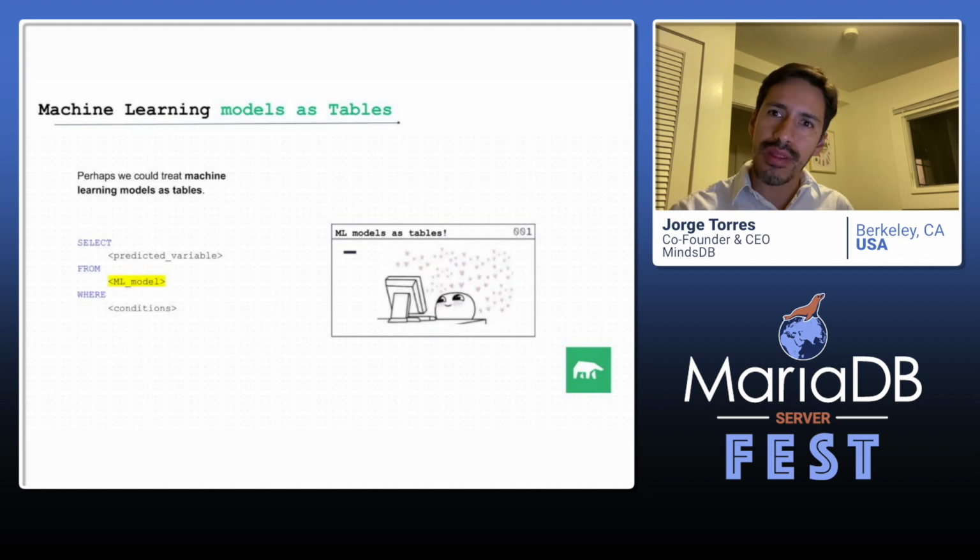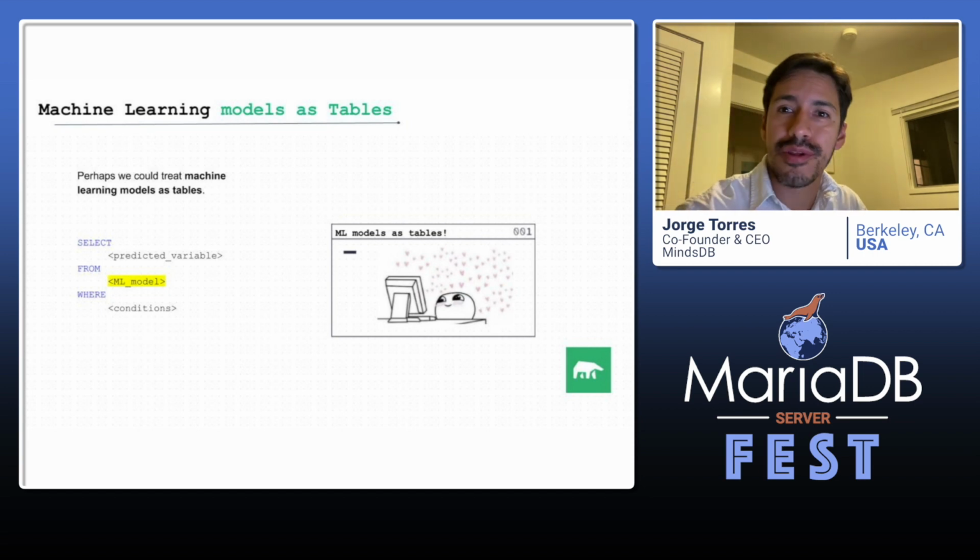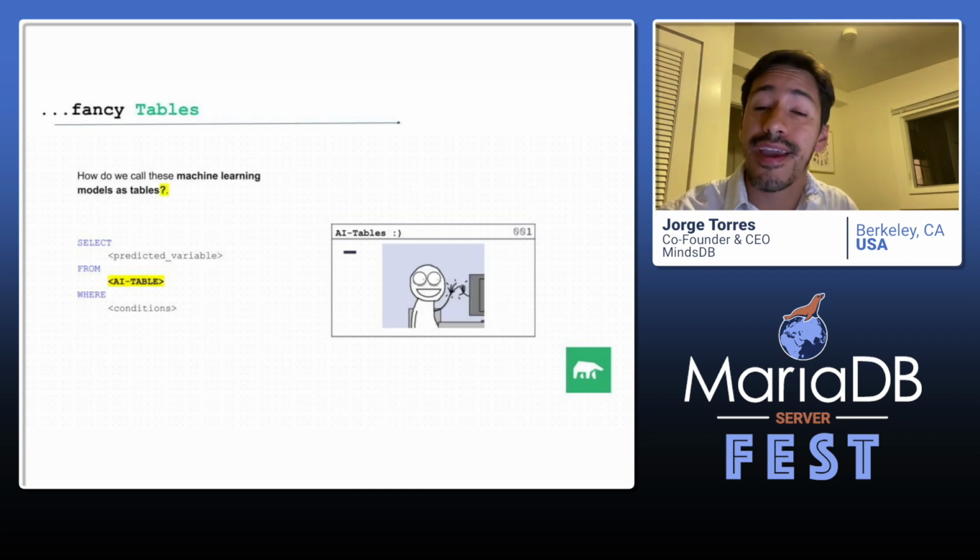You can actually take a machine learning model and query it. In the query's where statement, you can pass the conditions for the model to make a prediction. And then in the select, you're selecting whatever you want to predict. If you're able to do this, to treat machine learning models as tables, then all of a sudden you're simplifying the access to the model and the way that you're making predictions. Then the next question that we had is, how do we call these fancy tables? The name that we came up with was AI tables, for simplicity. And that's what we're going to explain to you.